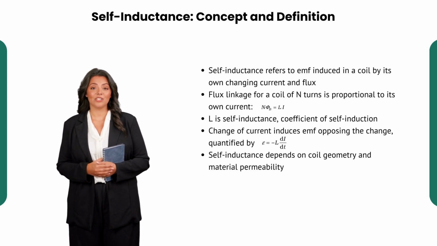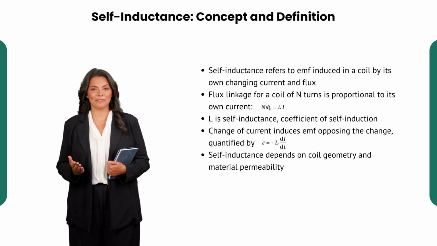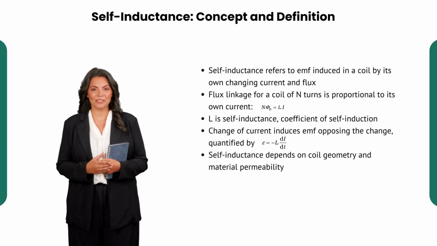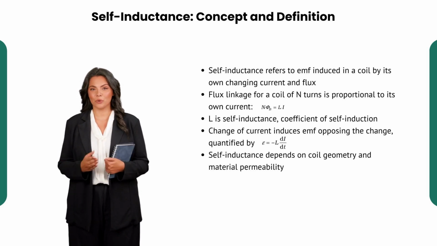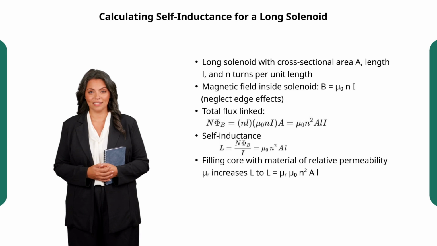This opposition to sudden changes can be thought of as the coil's electromagnetic inertia, analogous to mechanical inertia, resisting velocity changes. The self-inductance depends entirely on the coil's geometry, its length, area, number of turns, and the magnetic permeability of the core material inside the coil. Understanding self-inductance is key to analyzing behaviors in circuits with inductors and transformers, and will prepare us for analyzing energy storage in magnetic fields. Let's calculate the self-inductance of a widely used geometry, the long solenoid.